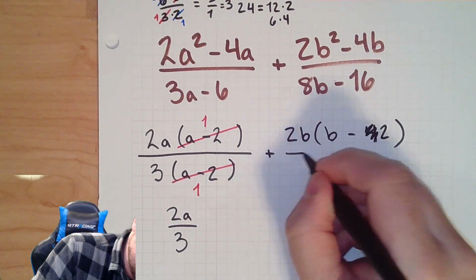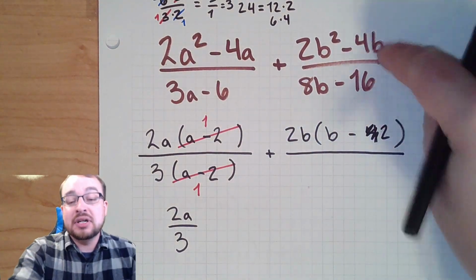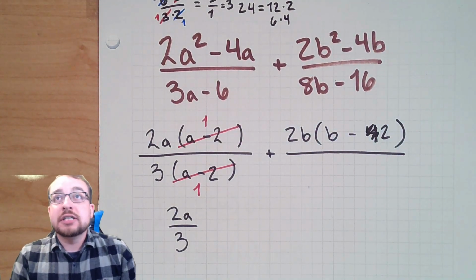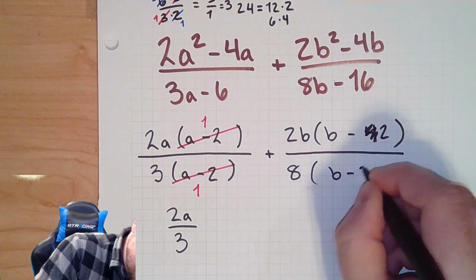Always double check to make sure you haven't changed the problem. If I put a 4 there, I would have gotten 8b, right? They would not have been equal. So I would have changed the problem. Here I can take out an 8 from both, and what I'll get is b minus 2.